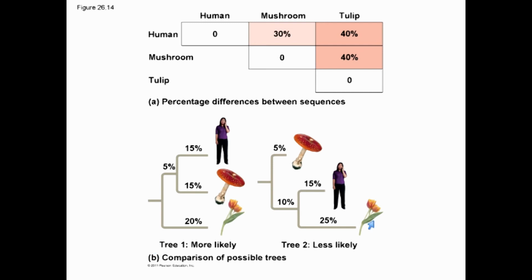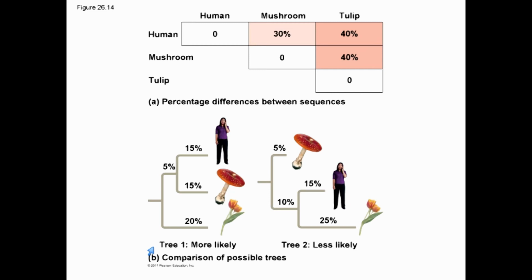Here's another tree. Here we have our plant, our animal, and our fungus. Here is a representation of 10% change, 15% change, and 25% change, with the fungus only accumulating 5%. And based upon data, the percent differences between the species, tree number 1 fits that data much better than tree number 2.